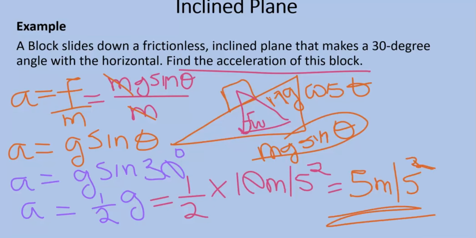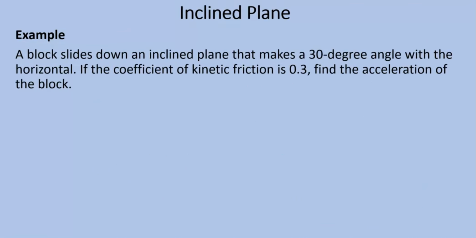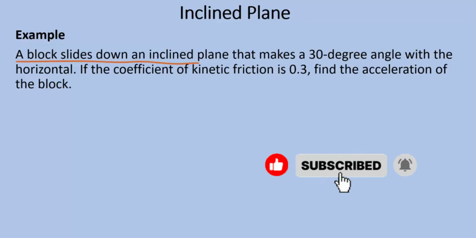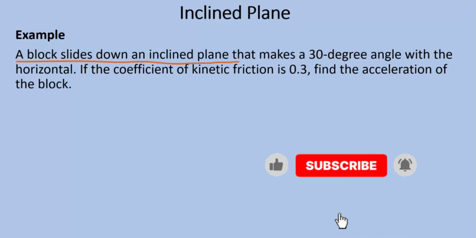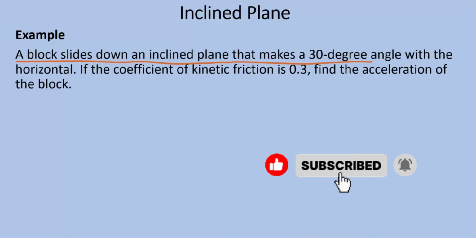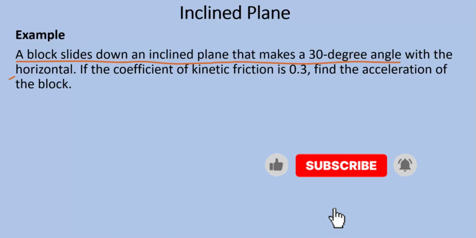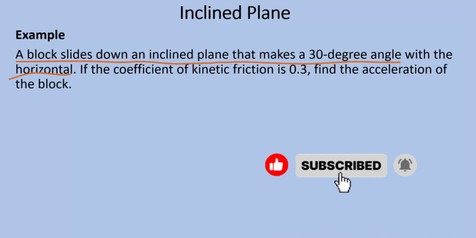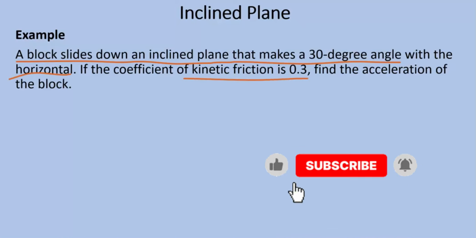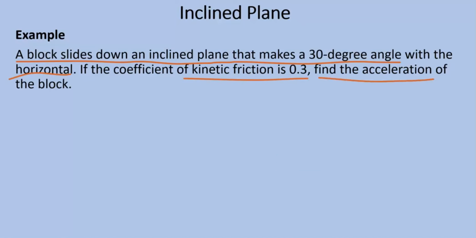Okay, so that is the answer. Let's look. We were asked to find the acceleration of the block, and the acceleration of the block is 5 meters per second square. Now let's look at this example. A block is sliding down an inclined plane that makes an angle of 30 degrees with the horizontal. If the coefficient of friction is 0.3, find the acceleration of the block.